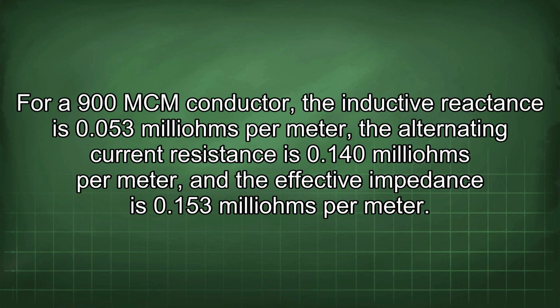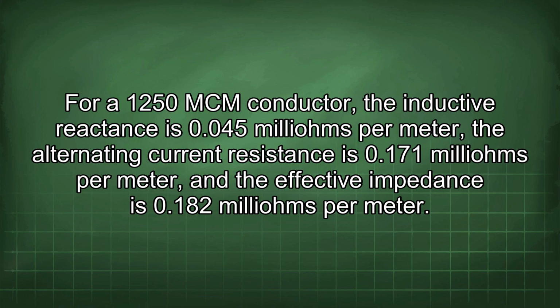For a 900 mcm conductor, the inductive reactance is 0.53 milliohms per meter, the alternating current resistance is 0.140 milliohms per meter, and the effective impedance is 0.153 milliohms per meter. For a 1250 mcm conductor, the inductive reactance is 0.45 milliohms per meter, the alternating current resistance is 0.171 milliohms per meter, and the effective impedance is 0.182 milliohms per meter.